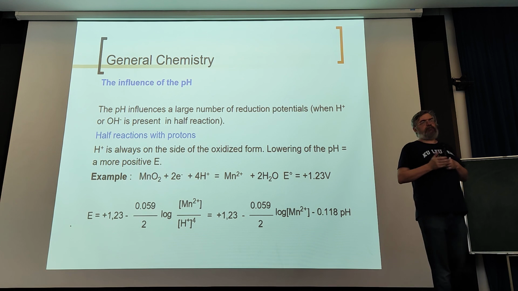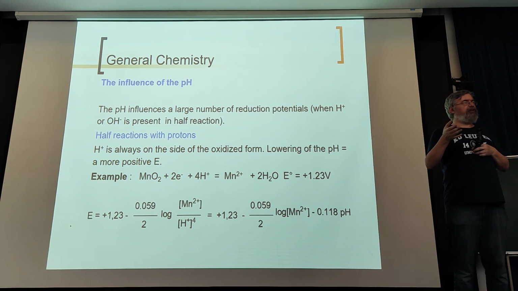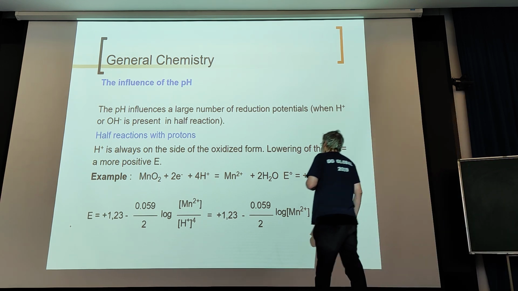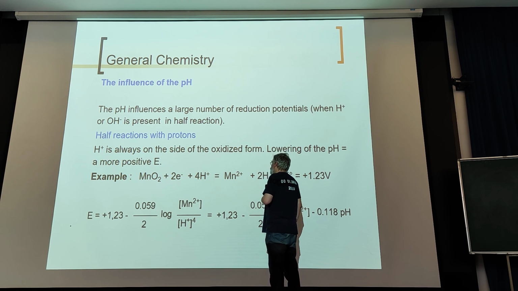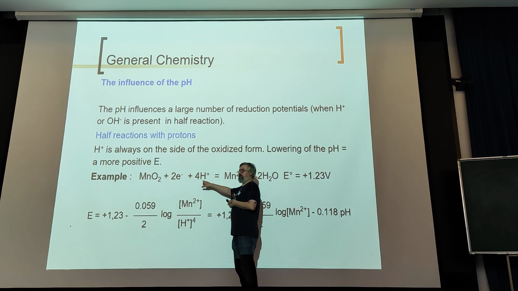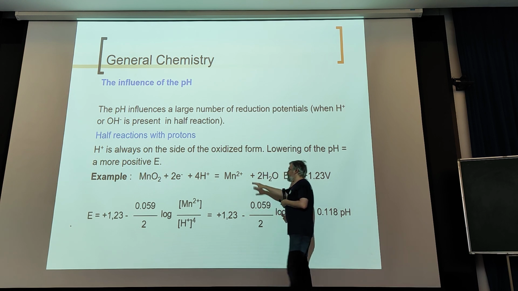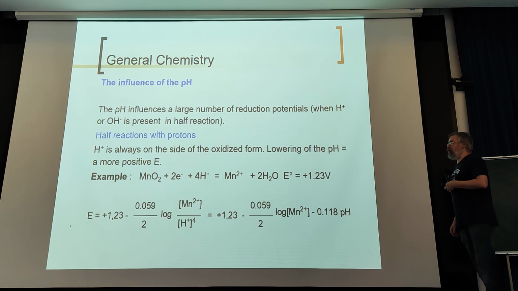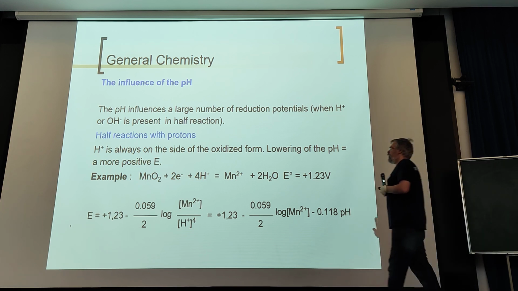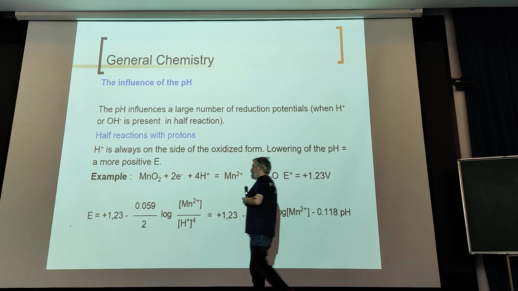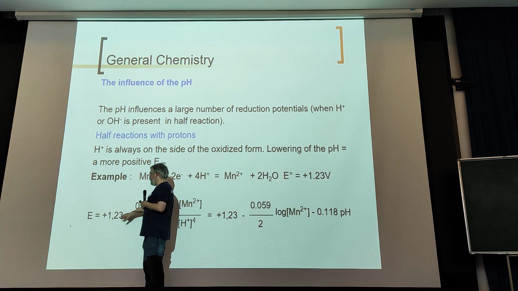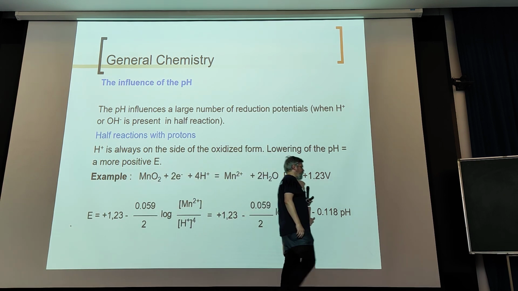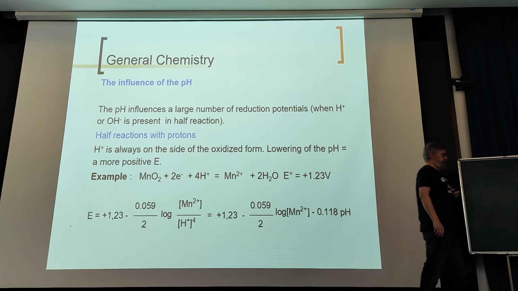In case you wonder, how should I know that? Well, this information is in the table. That is a solid. So that means the concentration of manganese dioxide is not present. What is present is the concentration of protons and the concentration of manganese 2+. If you put that in your Nernst equation, this is 1.23, the value that we found in table 11. And here we have the ratio of the concentrations.